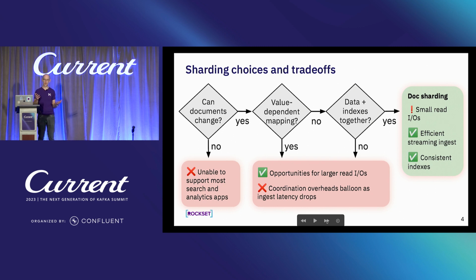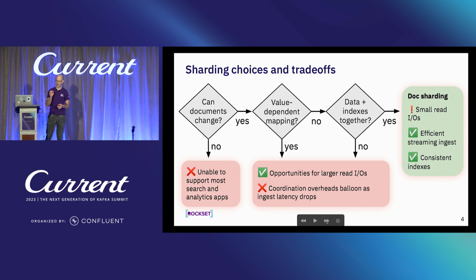The first question is whether the documents can change. There's plenty of systems out there that have immutable documents. They come in and then they live, and then maybe they do time-based reclamation later. But for most of the use cases that we've seen, this isn't really adequate to support the application. Or maybe there's some workaround, but it's not very good.